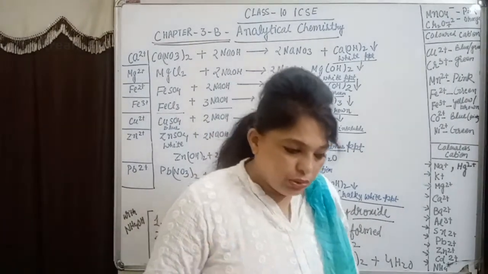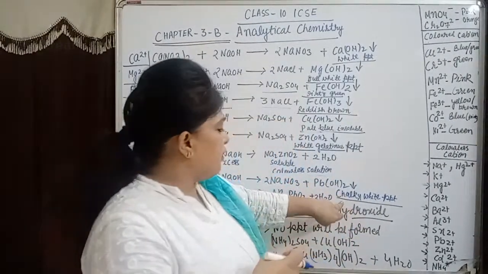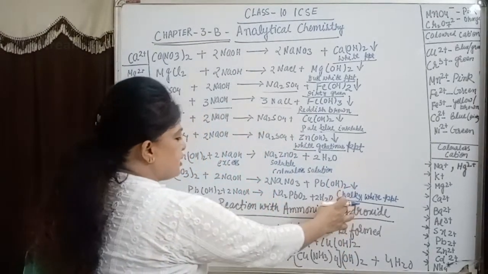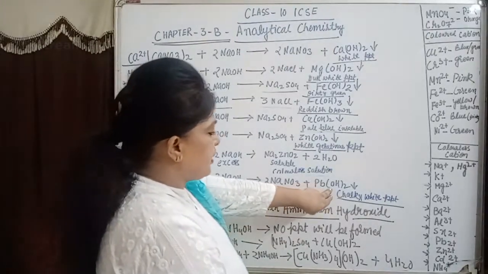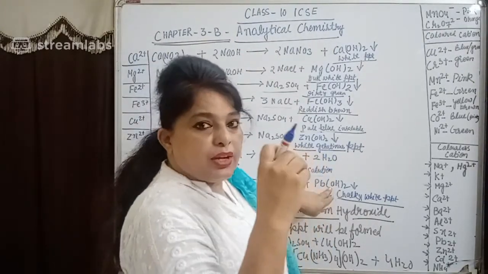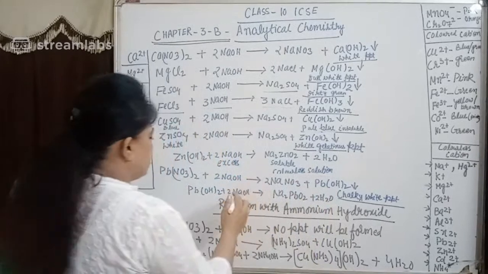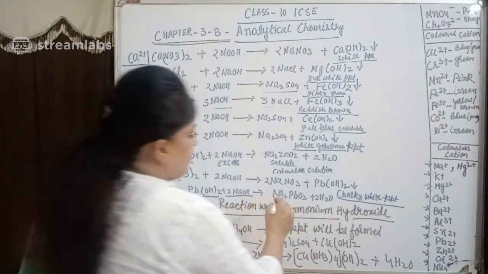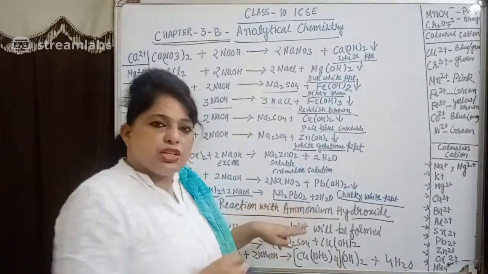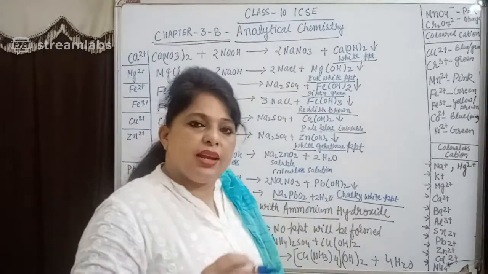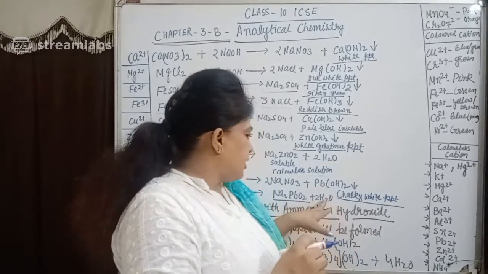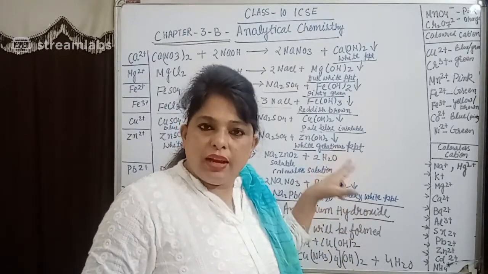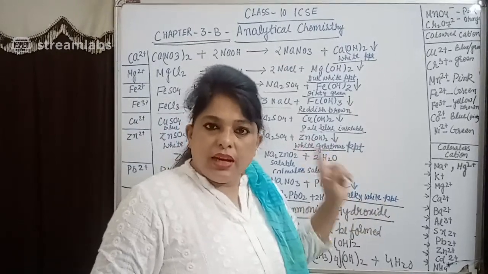In the beginning I have told you. So, chalky white precipitate, Archika has written the correct answer. But when you add excess sodium hydroxide to this chalky white precipitate, it will become soluble due to the formation of sodium plumbite, that is Na2PbO2 plus H2O. So this will confirm the presence of lead nitrate, the presence of the lead ion.